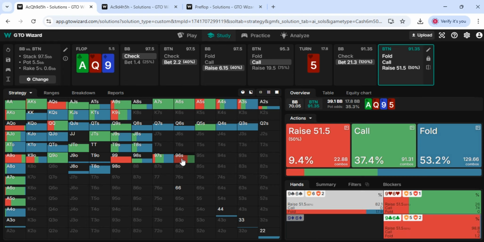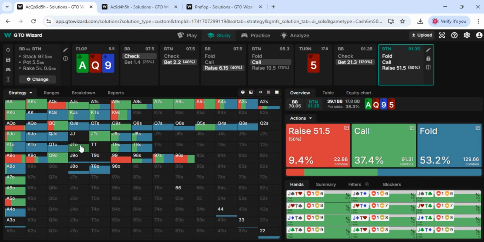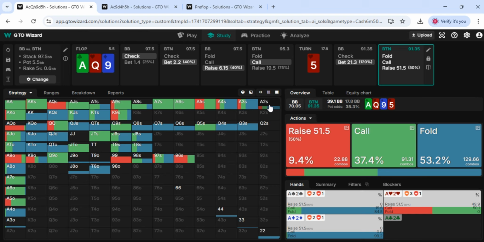Let's look at a hand like 9-6 of clubs. Do you think 9-6 of clubs is continuing on the turn? Probably not. What about 9-7 of clubs? What about a hand like Jack 10? Jack 10 probably folds the turn. What about a hand like Ace 2? Ace 2 probably folds as well because people, when they think about bluff catching, they go in a linear fashion. They don't think about blockers.